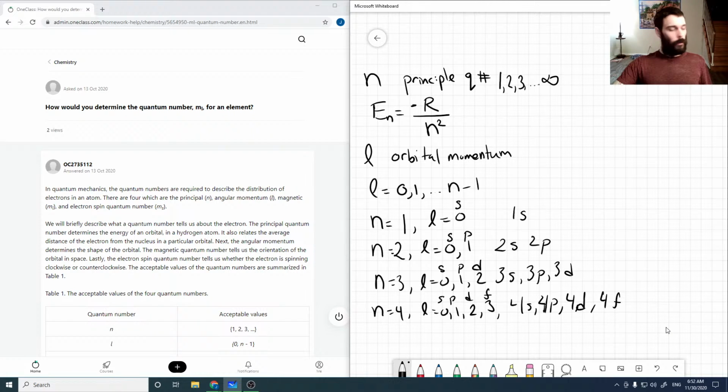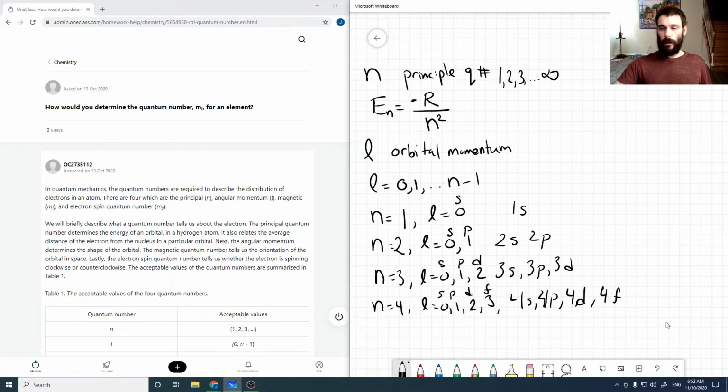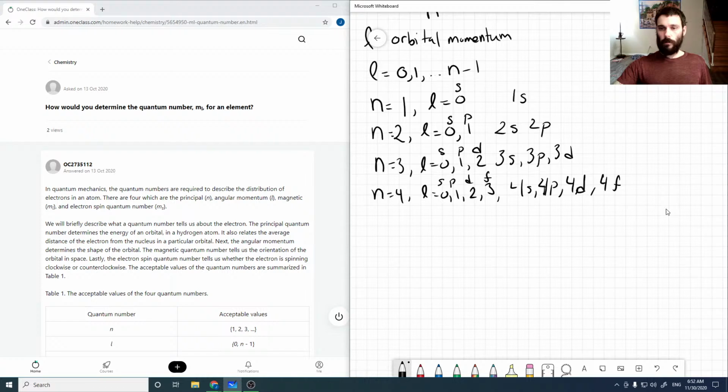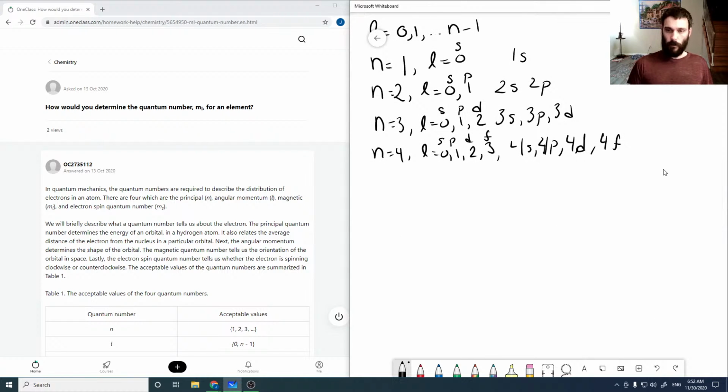Especially in molecules, I should say. Okay, so now we've got N and L. So then ML is our magnetic quantum number, or our azimuthal. And this is largely direction. So ML is minus L up to plus L. So it takes on every value from minus L to plus L.